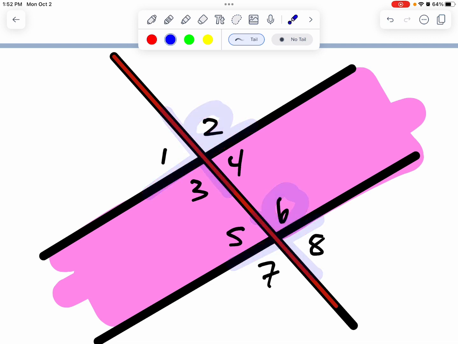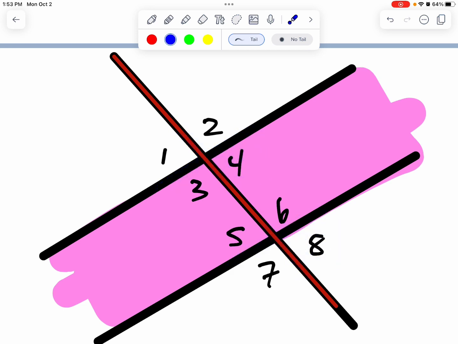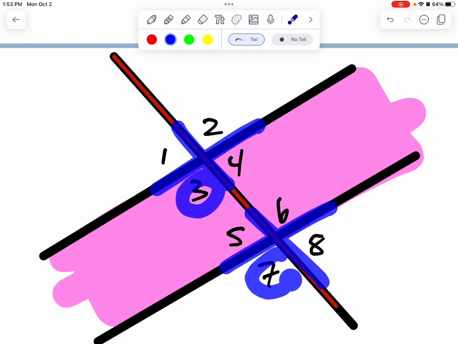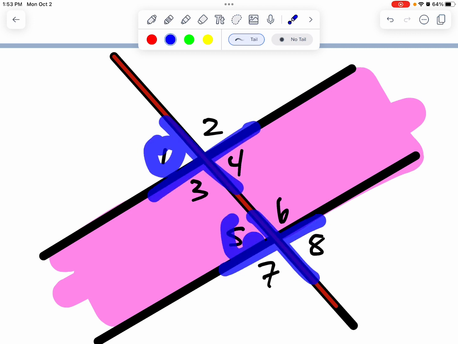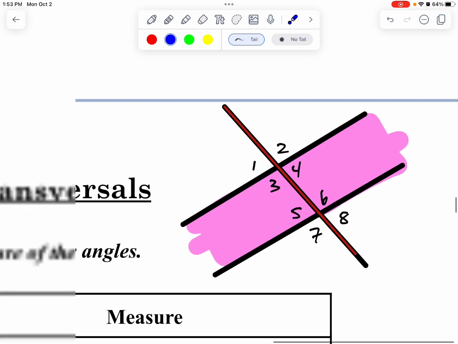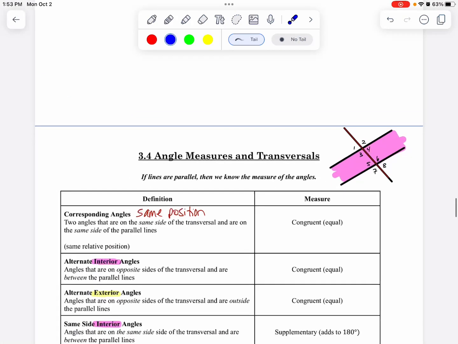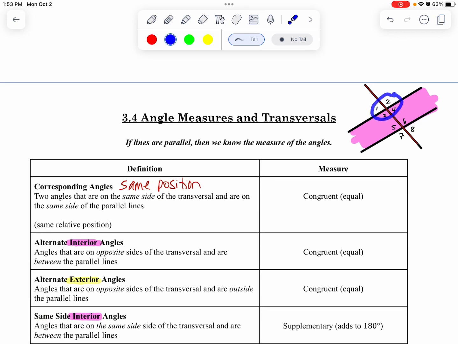Another option would be 4 and 8 because those are both on the right-hand side. Another option would be 3 and 7 because those are both on the bottom of the X. And then as you can see, the last one would be 1 and 5 because those are both on the left-hand side. So those are our 4 pairs of corresponding angles. Remember, corresponding means in the same position. And we're looking at groups of 4 in order to do that.